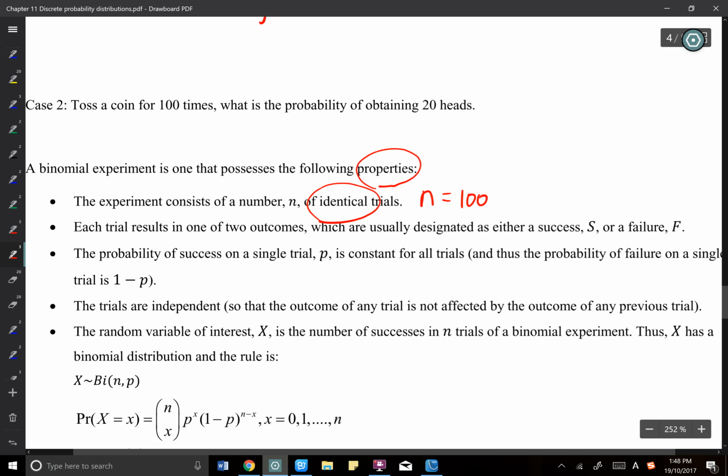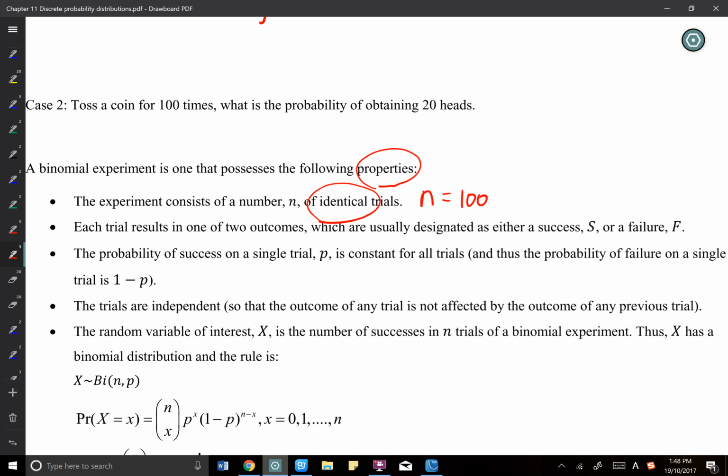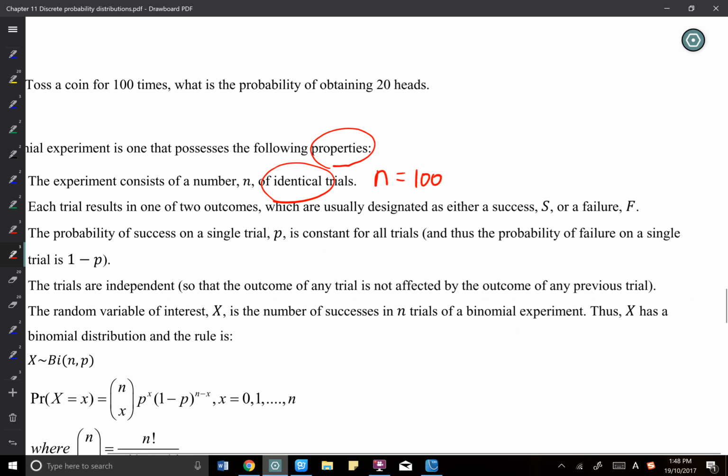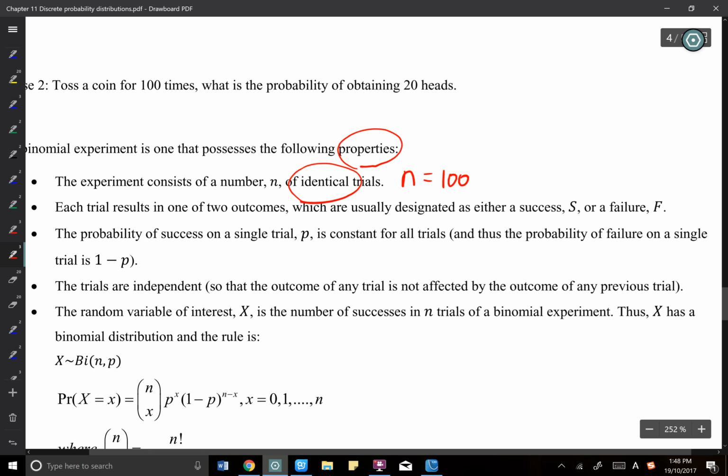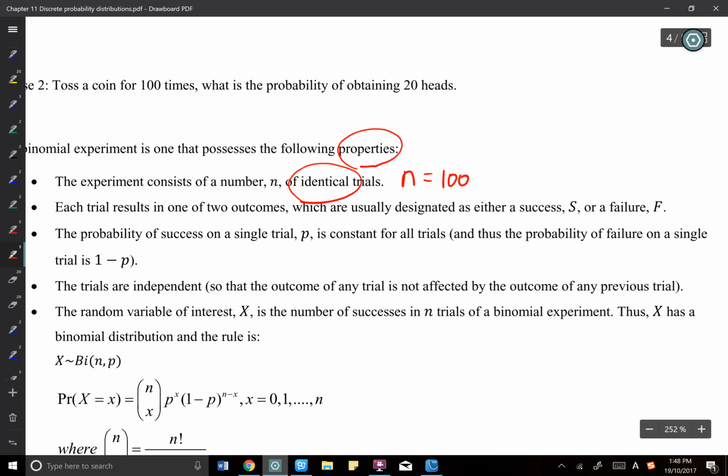That's our number of trials. I'm doing something, repeating how many times? 100 times. Second, each trial results in one of 2 outcomes, which are usually designated as either a success or a failure. For tossing the coin, I can say getting a head is a success, getting a tail is a failure, right? Even though there are 3 color candies in this box: red, yellow, and orange.